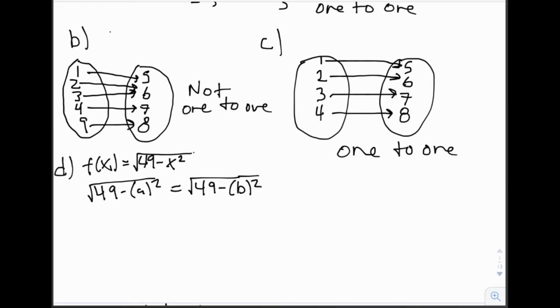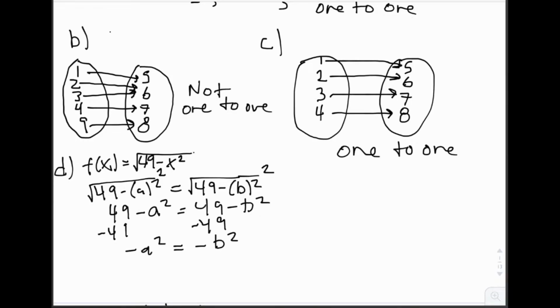So in order to get rid of the square root, we can raise it to the second power. So now what do we have left? Well, we have 49 minus a squared equal to 49 minus b squared. Now let's subtract a 49. So subtracting the 49, we are left with a negative a squared equal to a negative b squared. And if we divide by negative 1, we would then get a squared is equal to positive b squared.